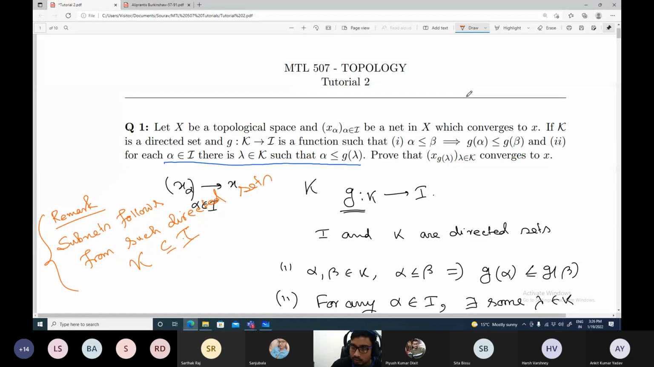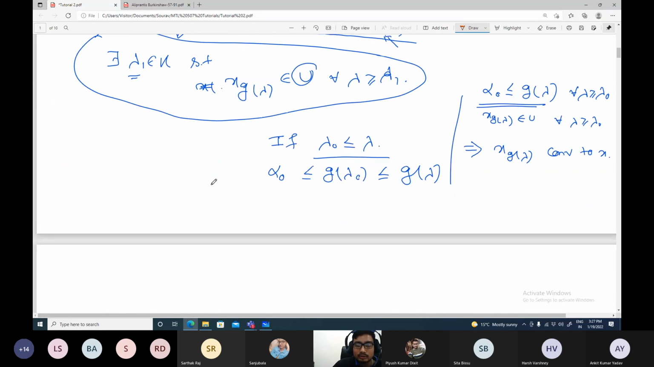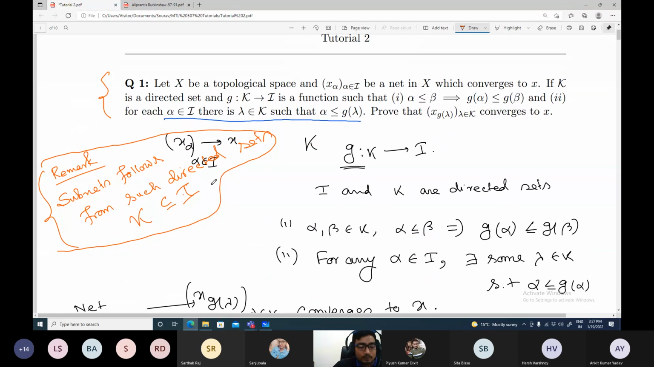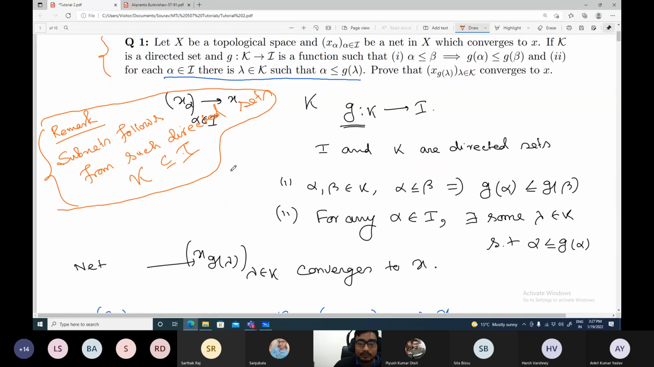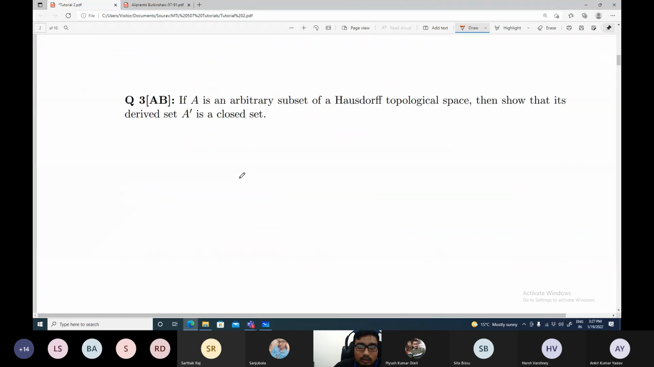But since you do not have any criteria for subnets, this is only a remark for you. You do not need this one for your course, just take this example as an exercise from net. Do not bother about the subnets and all this. So, is this problem clear? We will see another problem from net maybe at the end of this class. I think it's clear. Let's move to the next problem.